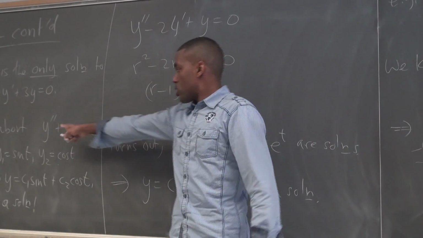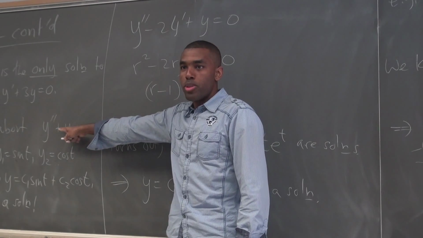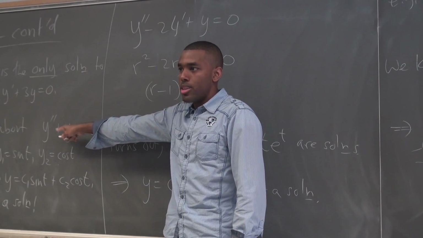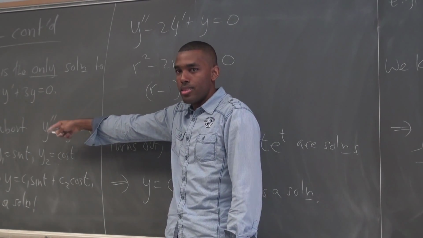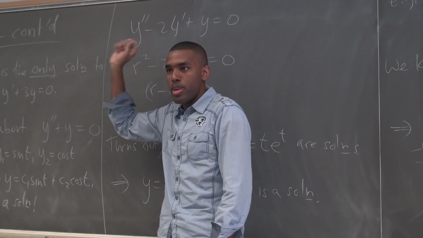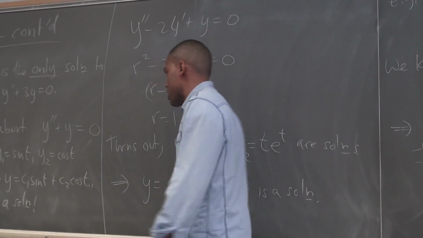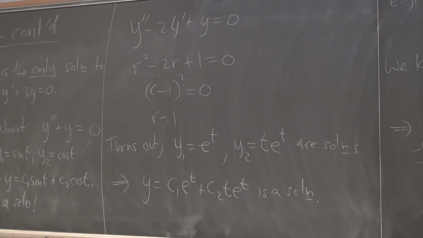The characteristic equation here would be r squared plus 1. The solution to that equation is plus or minus i. R squared plus 1 equals 0, r would be plus or minus i. That's where your sine and cosine comes from. Just to see where we're going.